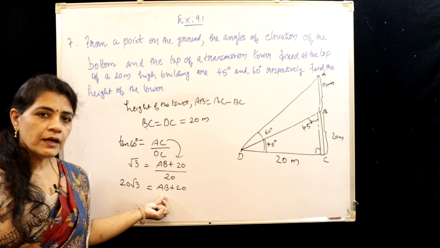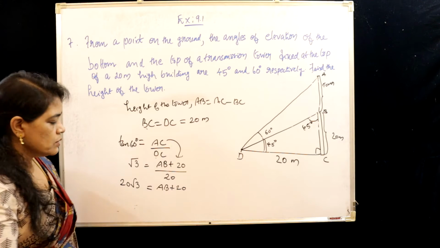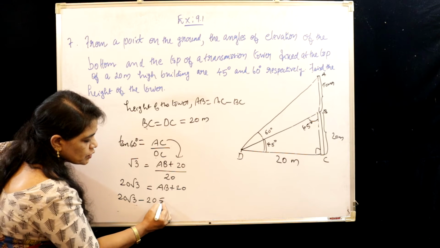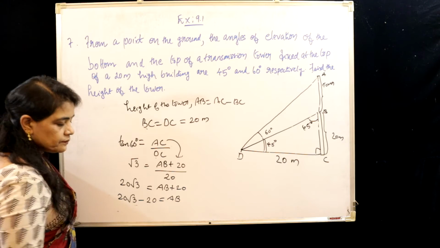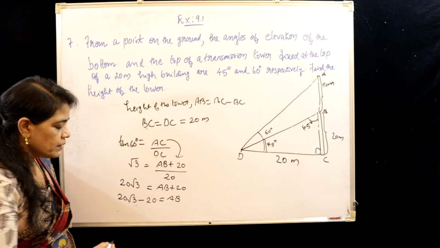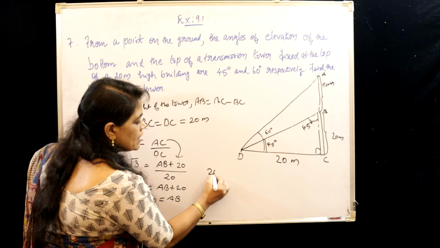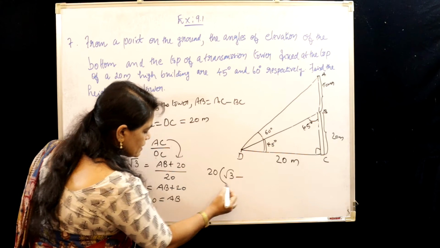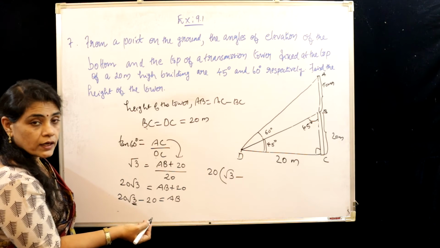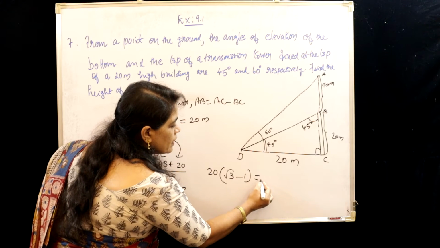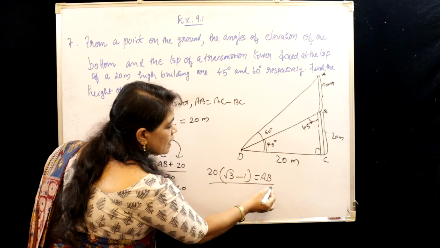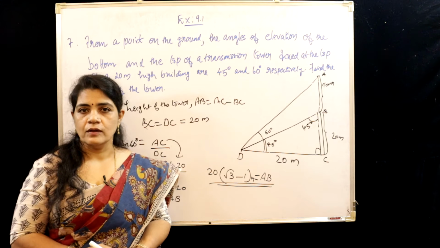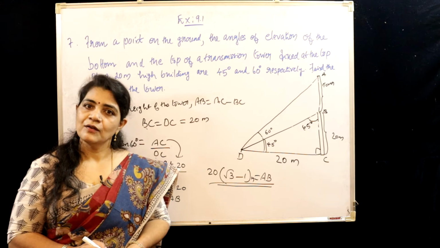So in order to get AB, you can take this 20 to the LHS. So 20 root 3 is already there, minus 20 equal to AB. From these two terms 20 can be taken outside. So 20 into root 3, minus 20 we have taken outside, so 20 into 1 is there, so 1 equal to AB. So this is the height of the tower, that is 20 into root 3 minus 1. Is it clear, children? Now the next question.